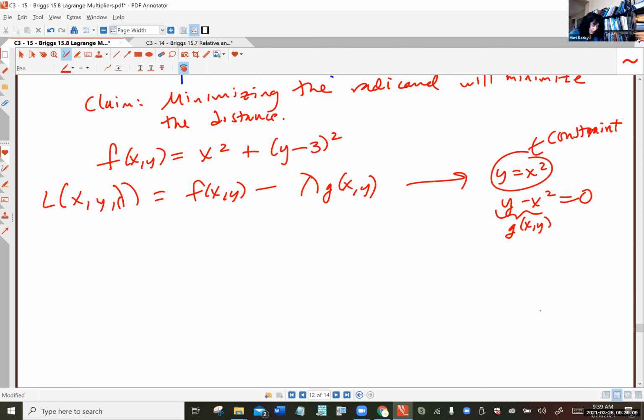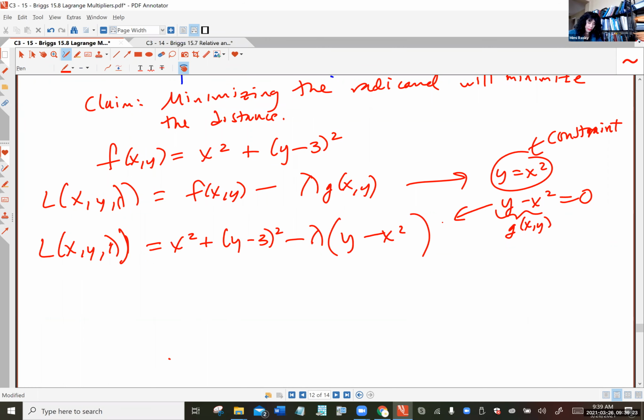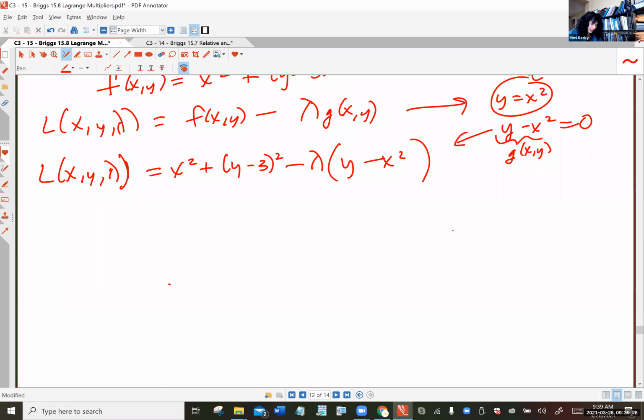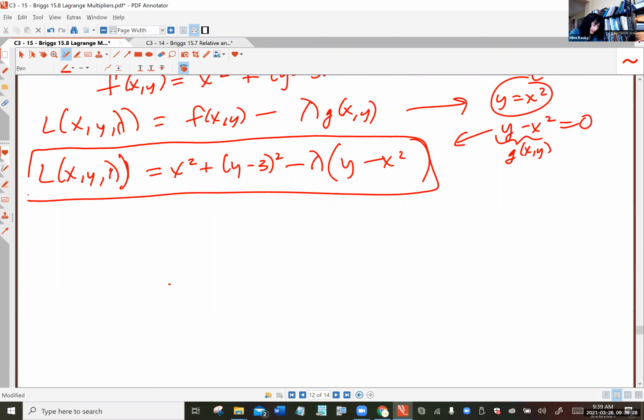That's the little g. So now when I actually create my big L, I'll have x squared plus the quantity y minus 3 squared minus lambda times my constraint. So I can put my y minus x squared in there. So I'm going to do my best to do the calculus on this big L. So get the 3 partials and simultaneously set them equal to 0. That's an L lambda there. Okay, so when I differentiate big L with respect to x, I'm going to get 2x minus lambda multiplied by negative 2x, and that will set that equal to 0.